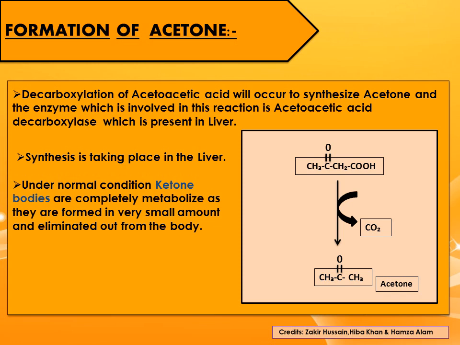So the third ketone body, which is acetone, will be synthesized. Acetoacetic acid decarboxylation occurs to synthesize acetone, and the enzyme is acetoacetic acid decarboxylase, which is again present in the liver. Where is the synthesis taking place? In the liver. Under normal conditions, ketone bodies are completely metabolized, as they are formed in very small amounts, so they are completely metabolized and eliminated from the body.